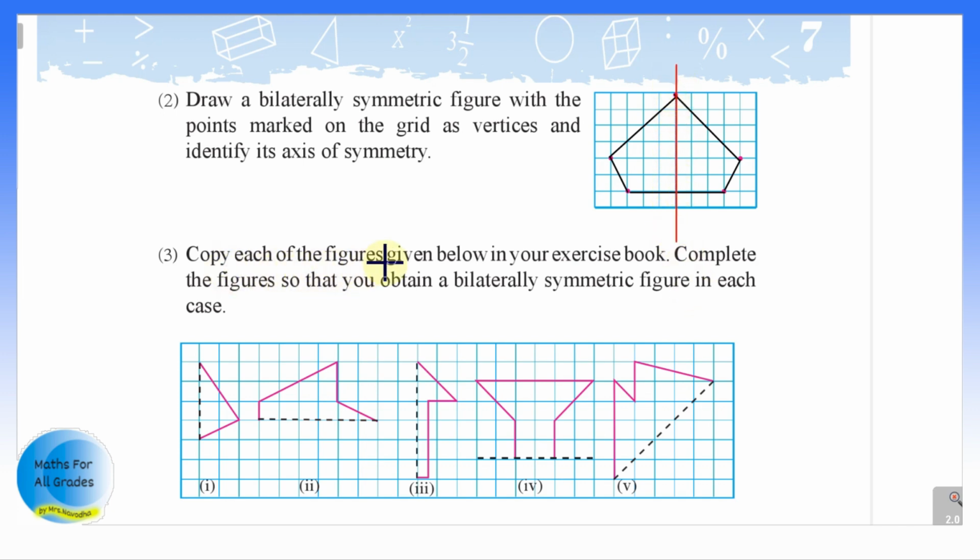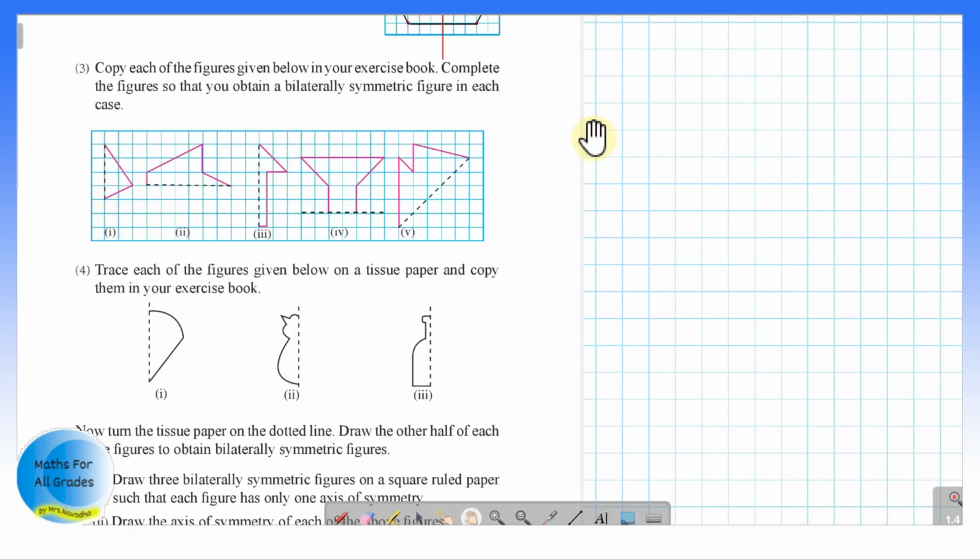Copy each of the figures given below in your exercise book. Complete the figure so that you obtain a bilaterally symmetric figure in each case. So let's copy figure 1. First draw the axis of symmetry. It's 1, 2, 3, 4, 4 squares down. Now mark vertices. This one is 2 squares away and 1 square up. So this is the vertex. Now let's connect with straight line segments. Now let's do the same thing to the left side.